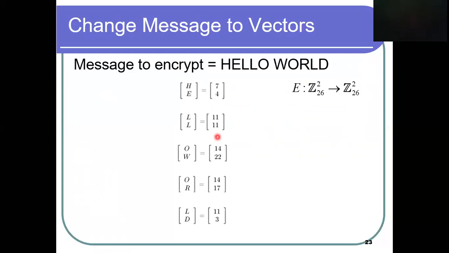So dear student, I have the message hello world. My encryption is from Z26^2 to Z26^2, so I have to place the whole message as 2 cross 1 column vectors because of this 2. I have divided the original message, which is to be encrypted, into 2 cross 1 column vectors.